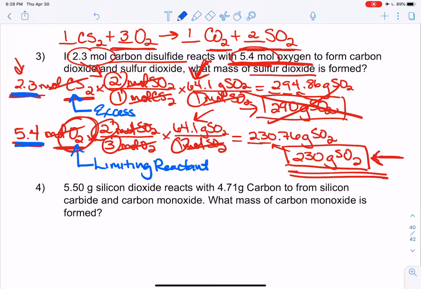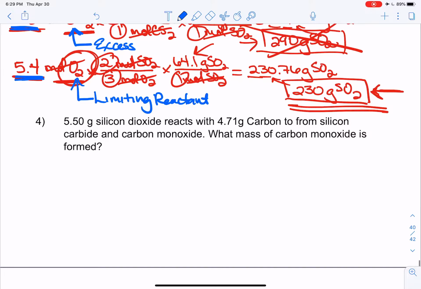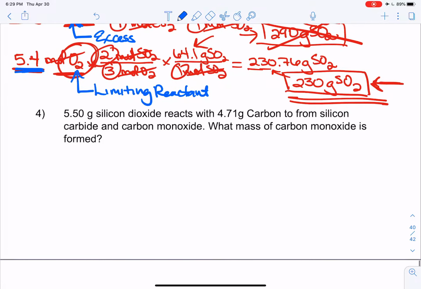So those are pretty big. So number 4 says that we have 5.50 grams of silicon dioxide, and we're going to react that with 4.71 grams of carbon, and we're going to form silicon carbide and carbon monoxide. So what do we need to do first?